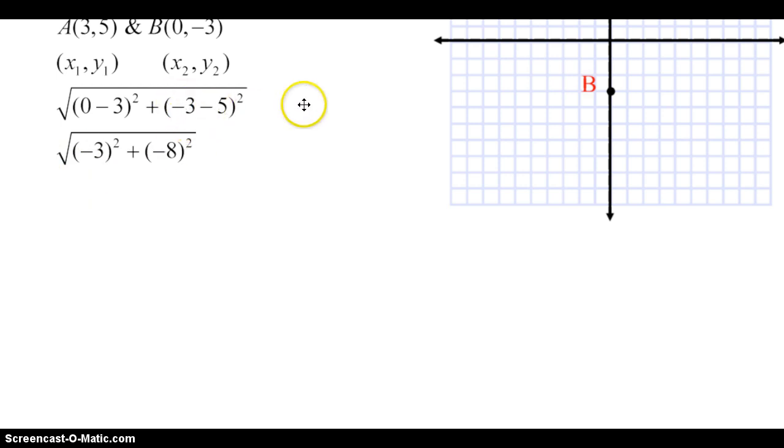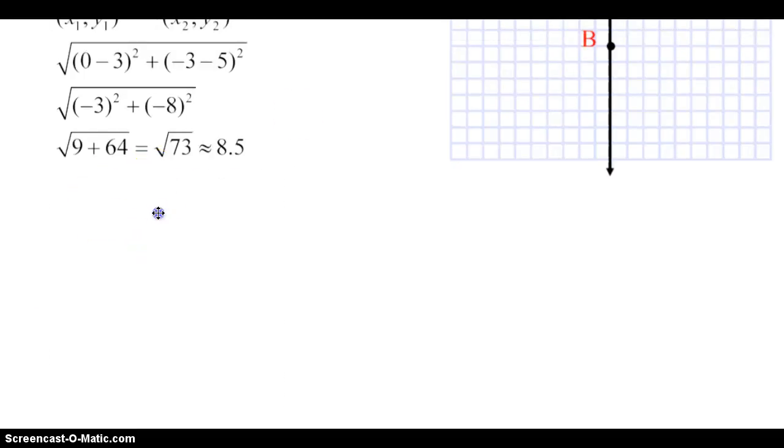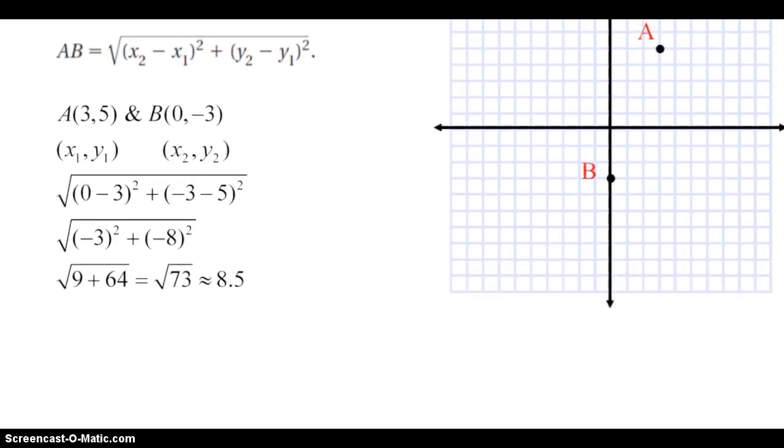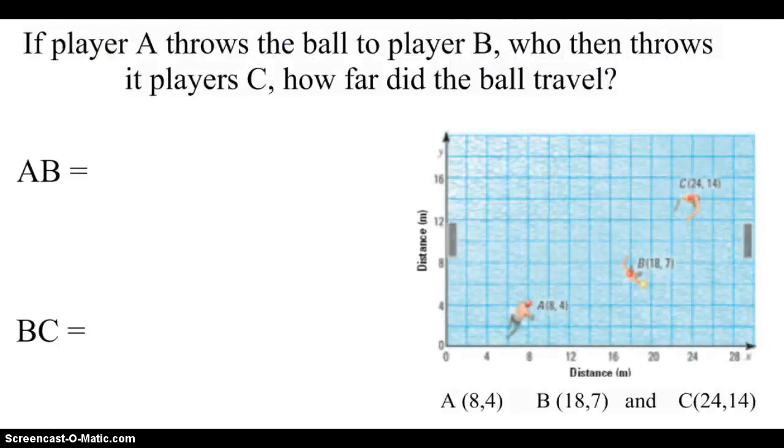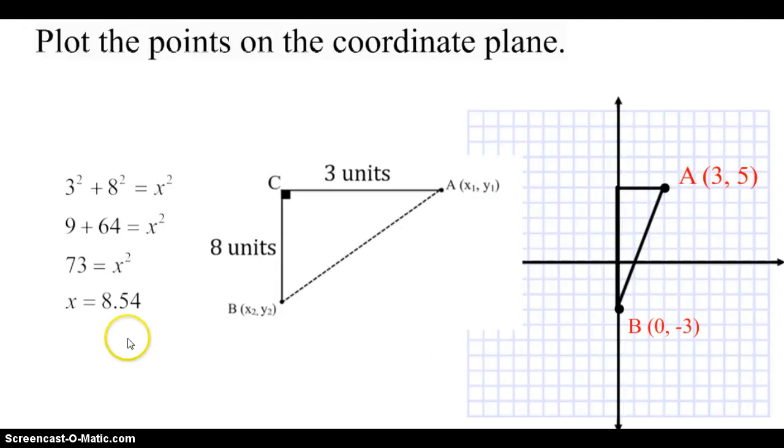Negative 3 minus 5, we add, same change, or plus a negative, however you want to do it. So it does become negative 8. It's 9 plus 64, and the square root of 73, which is approximately 8.5. Oops, sorry. And if you recall, that's exactly what we got when we did it using the Pythagorean theorem.